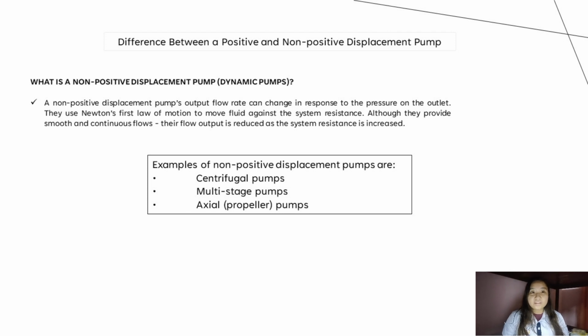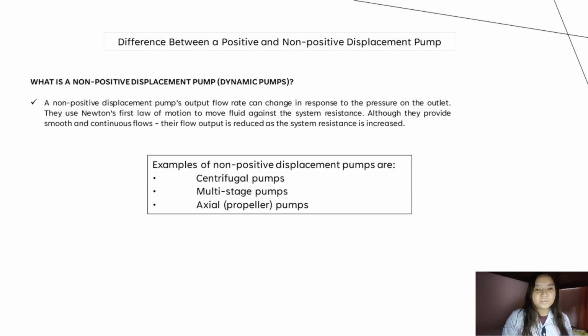to further discuss the definition, for non-positive displacement pumps, the output flow rate can change in response to the pressure on the outlet. They use Newton's first law of motion to move fluid against the system resistance. Although they provide smooth and continuous flows, their flow output is reduced as the system resistance is increased. So, a non-positive displacement pump's output flow changes in response to restriction on the outlet.